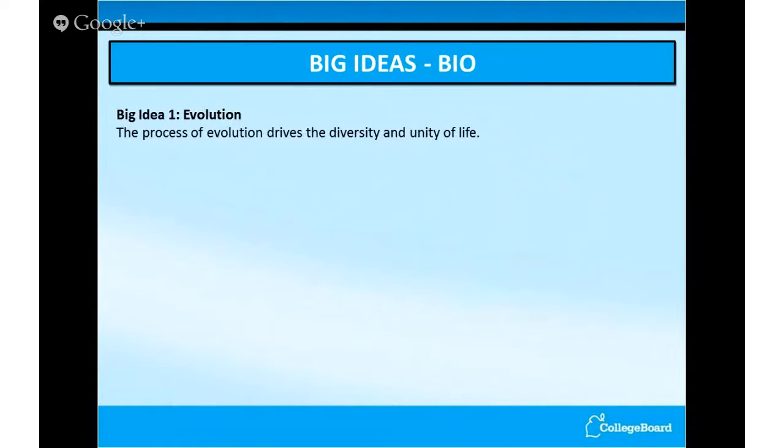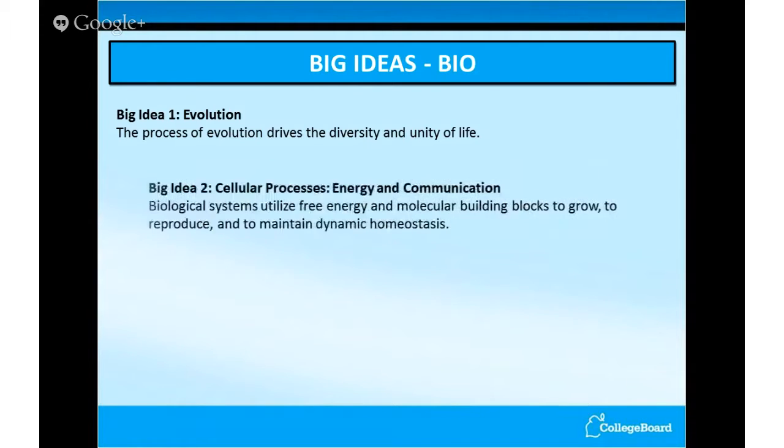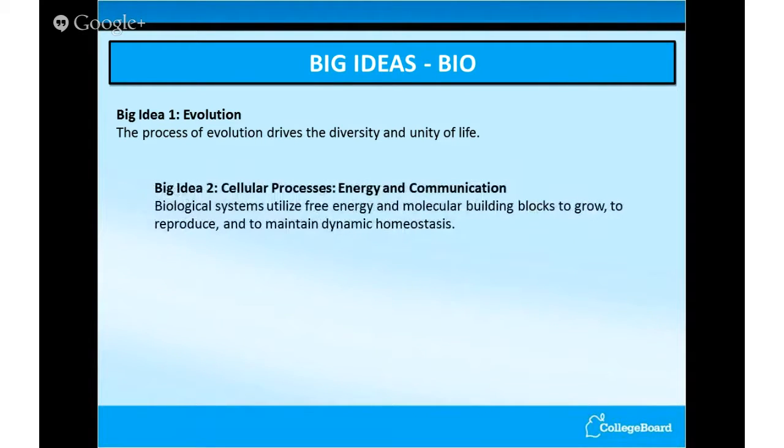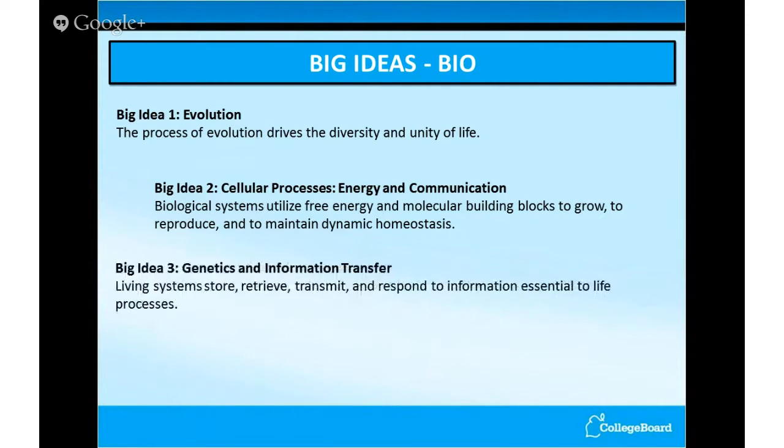So let's just look at the big ideas for the AP biology course, because then I think this will help you get a sense of what we mean by a big idea, right? So first big idea, evolution. The process of evolution drives the diversity and unity of life. The second big idea, cellular processes, energy and communication. Biological systems utilize free energy and molecular building blocks to grow, to reproduce, and to maintain dynamic homeostasis.